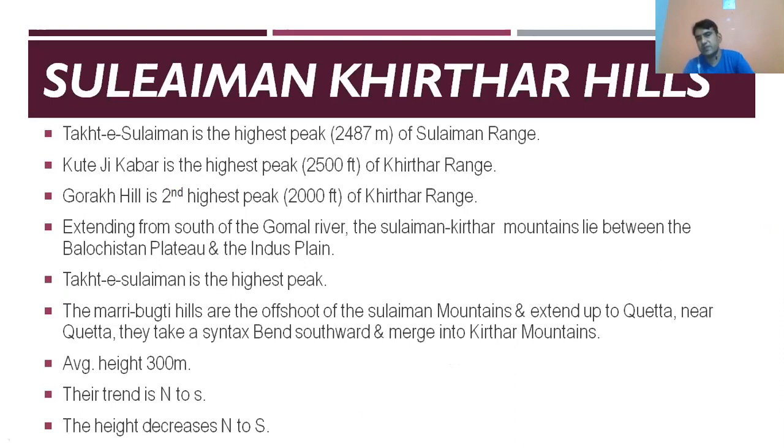Takht-e-Sulaiman, the highest peak of the Sulaiman Range, is 2,487 meters. Kutte Ji Kabar is the highest peak of the Khirthar mountains. First, from the north we have the Sulaiman, and downward in the south we have the Khirthar ranges. In Khirthar we have Kutte Ji Kabar, meaning a dog graveyard, which is 2,500 feet. Gorakh Hills, the second highest peak of the Khirthar range, is also found here. Extending south of Gomal and Sulaiman, the Khirthar mountains lie between the Balochistan Plateau and the Indus River.